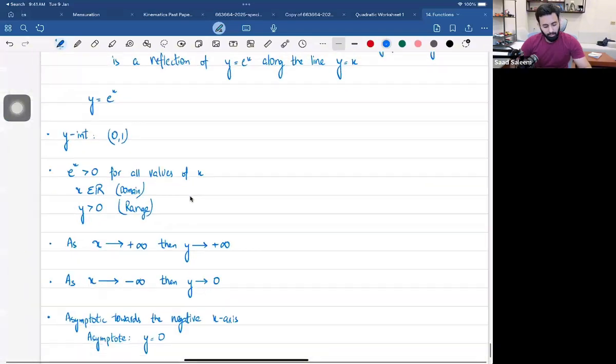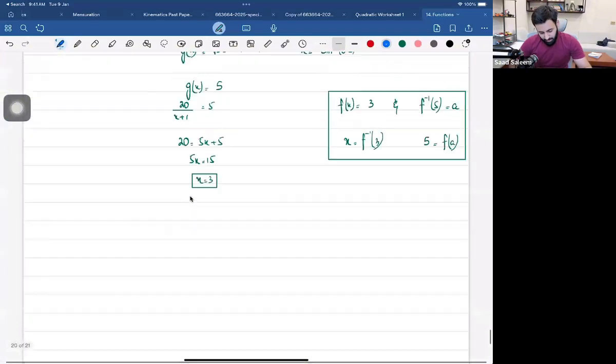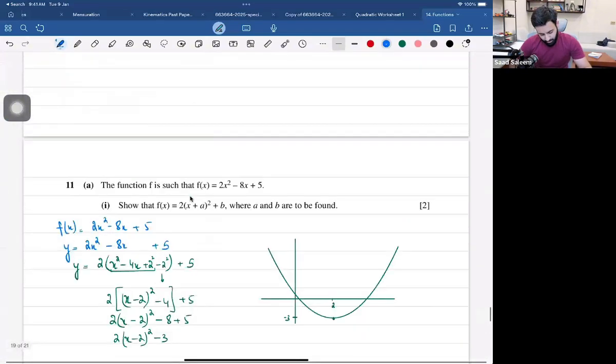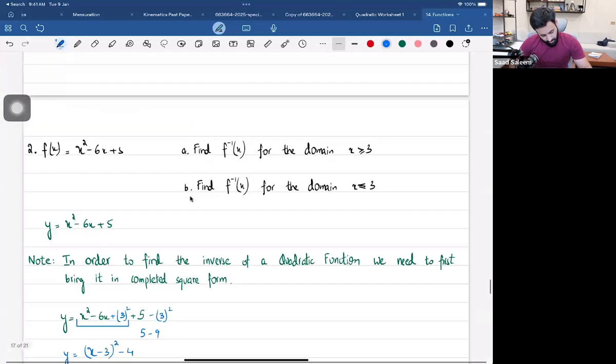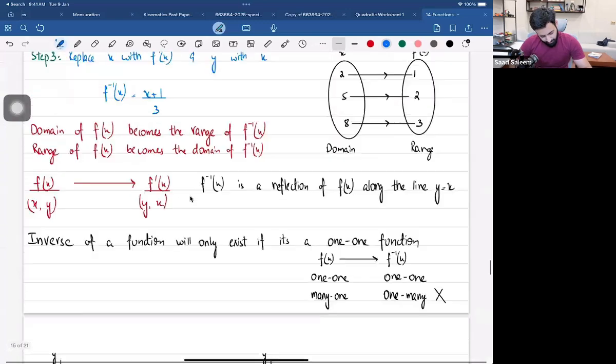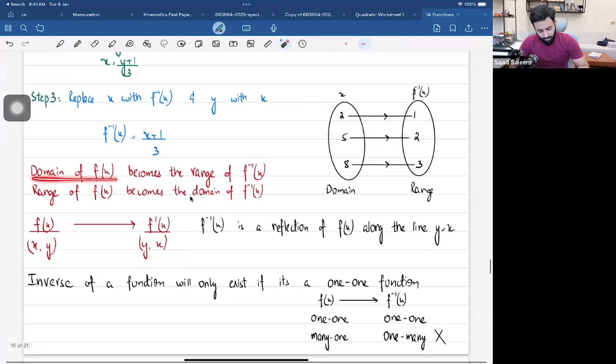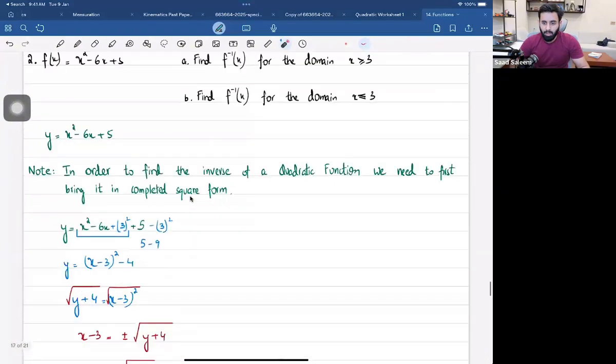Okay. Now remember this statement that we wrote earlier. You're going to see the connection very soon. What was the statement? Here. Domain of f of x becomes the range of f inverse of x. I'll explain it again. And range of f of x becomes the domain of f inverse of x.